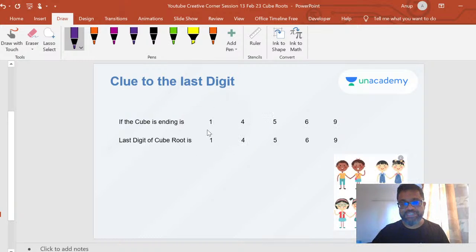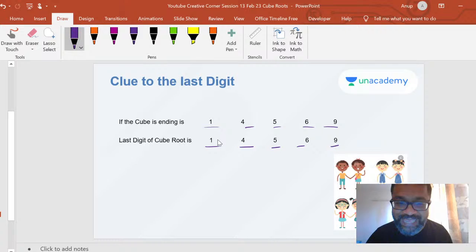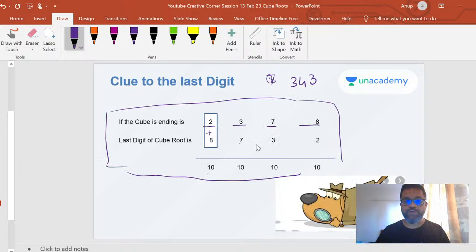And if the last digit of the cube is 1, 4, 5, 6 or 9, the last digit of the cube root will be the same thing. That's why I put a picture of twins here. Twins are going to be exactly the same. So if the last digit of the cube is 1, the last digit of the cube root will be 1. If it's 4, it will be 4. So you can see this pattern here.